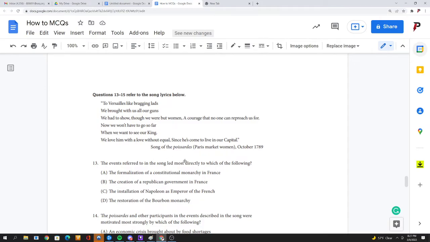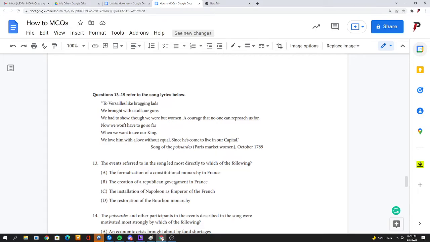Again, notice how this is not only an effect question, but also really the only way I would be able to answer this is if I knew the timeline. 1789 is when a liberal phase, a more constitutional phase of the French monarchy, was happening. The answer then would be A. However, if we look at this, okay, question 13, all these answers are right. The restoration of the Bourbon monarchy did occur. The installation of Napoleon as Emperor of the French, it did occur. The creation of a republican government in France, it did all occur. But they all occurred at different timelines.